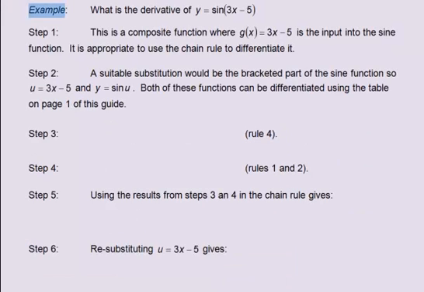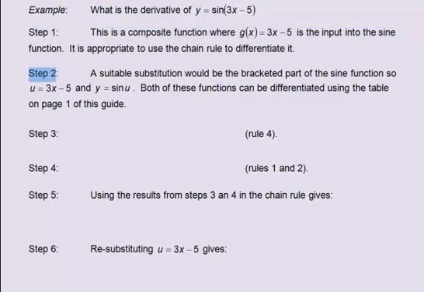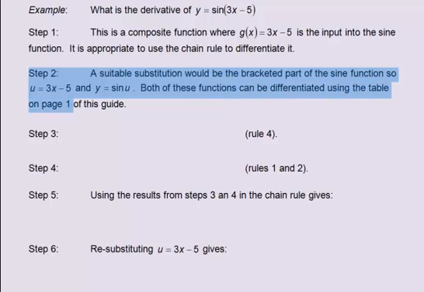Example. What is the derivative of y equals the sine of 3x minus 5? Step 1. This is a composite function where g of x equals 3x minus 5 is the input into the sine function. It is appropriate to use the chain rule to differentiate it. Step 2. A suitable substitution will be the bracketed part of the sine function, so u equals 3x minus 5 and y equals the sine of u. Both these functions can be differentiated using the table on page 1 of this guide.